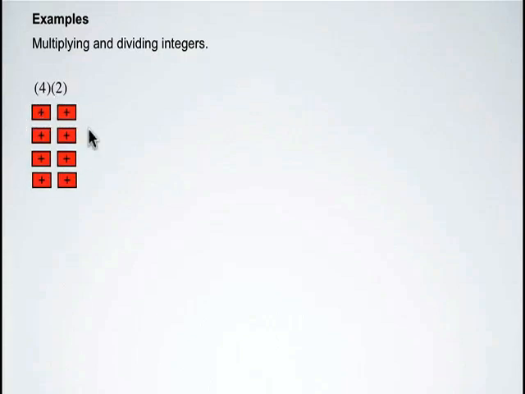So now we're going to look at some examples of multiplying and dividing integers. So the first example is 4 times 2. So that's positive 4 groups of positive 2 tiles, or 4 groups of 2 red tiles. 1 group, 2 groups, 3 groups, 4 groups. So the answer is 8 red tiles, or positive 8.